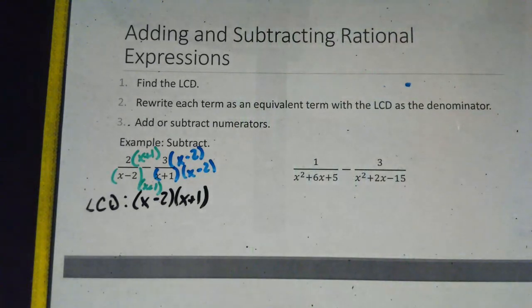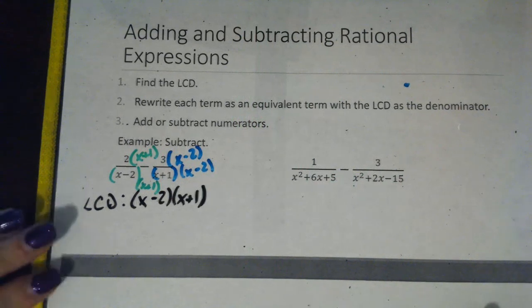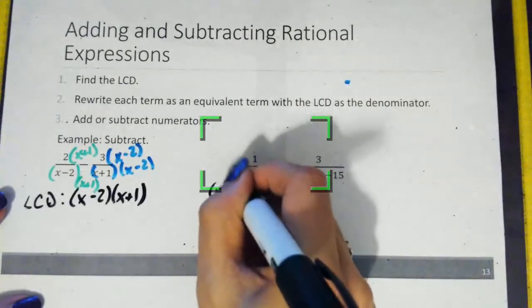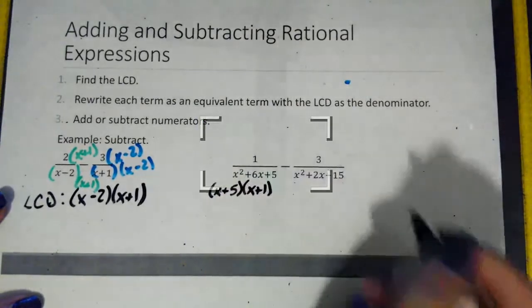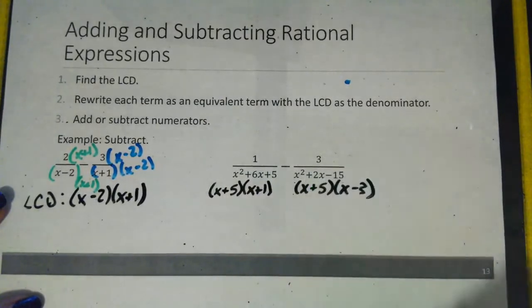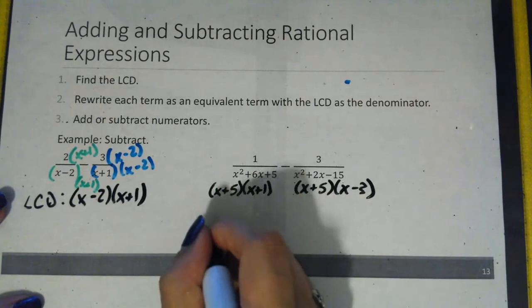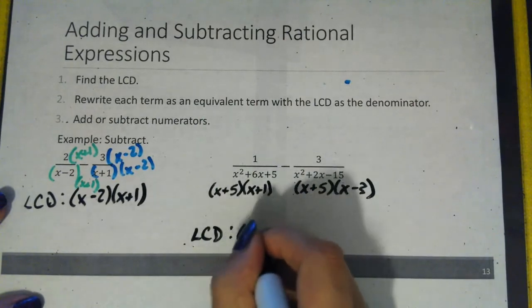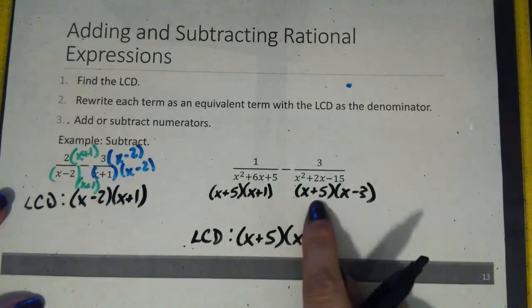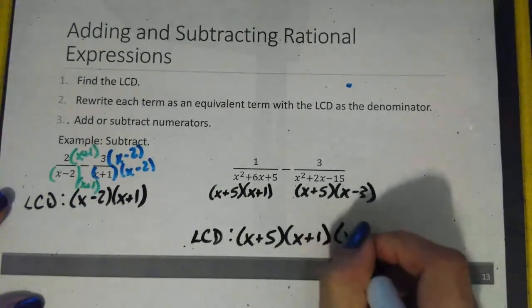One more, we're looking at 1 over x squared plus 6x plus 5 minus 3 over x squared plus 2x minus 15. We need to factor both of our denominators. The first one turns into (x plus 5) times (x plus 1). The second one is (x plus 5) times (x minus 3). So that means our least common denominator is going to be the x plus 5 and the x plus 1 from the first denominator. x plus 5 is already there. Still need an x minus 3.